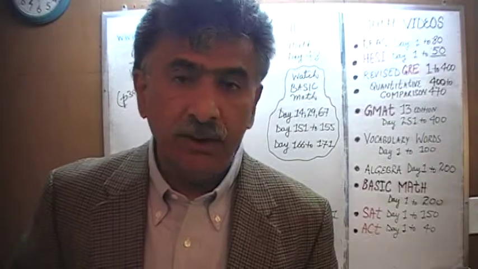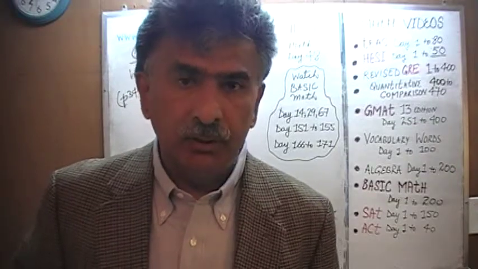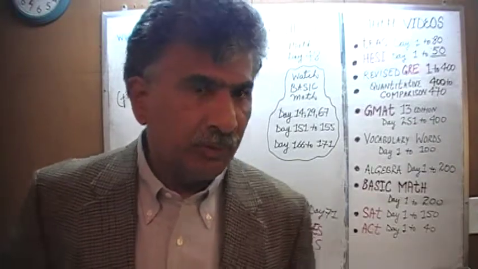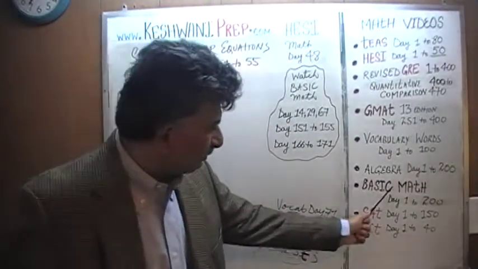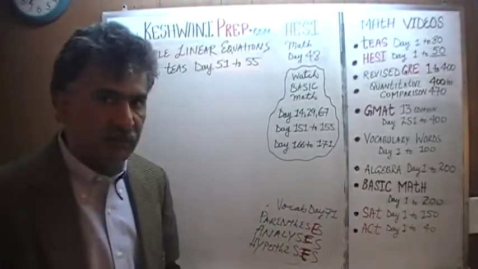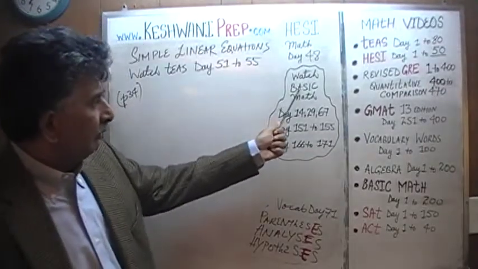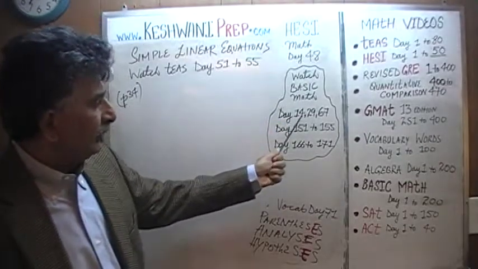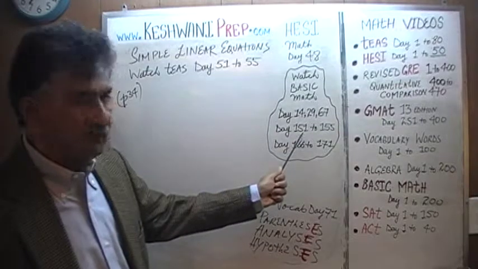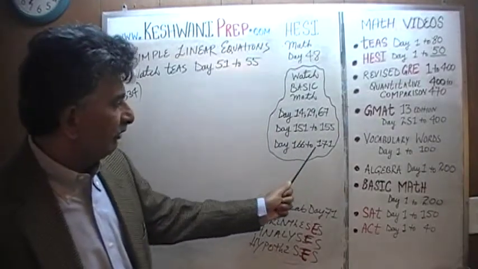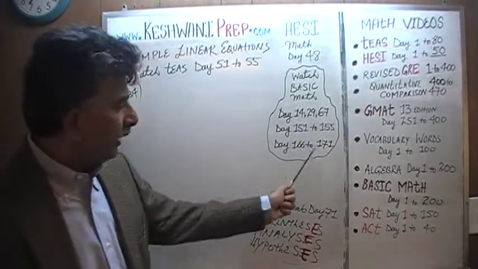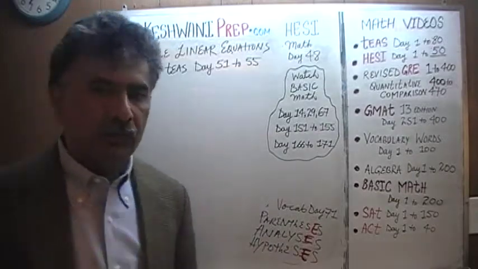In addition to that, if you're really motivated and need more practice, there is a series of basic math. In it, we did several videos dealing with linear equations. These are the day numbers: basic math, day number 14, 29, 67, and then 51 through 55, and 166 to 171. As you go higher up in the numbers, they get more and more difficult.